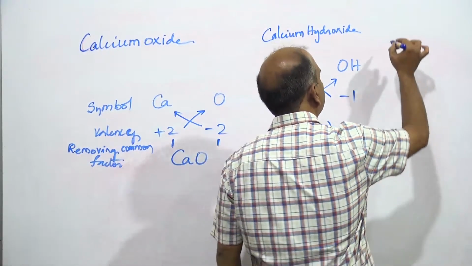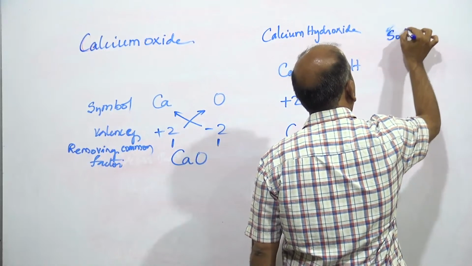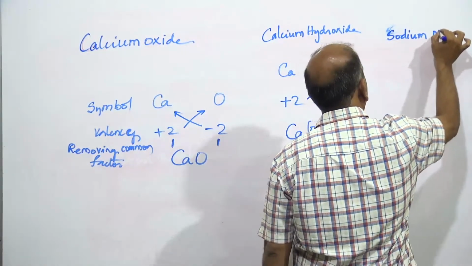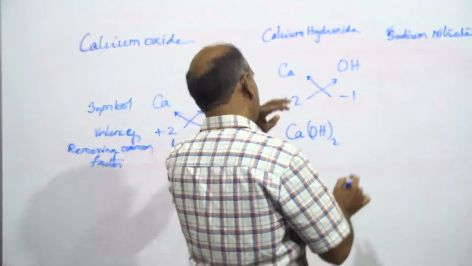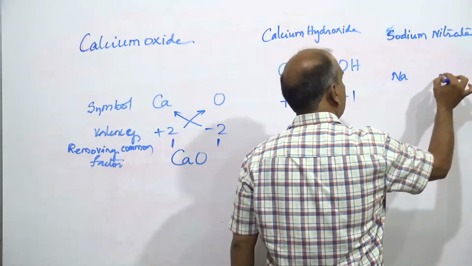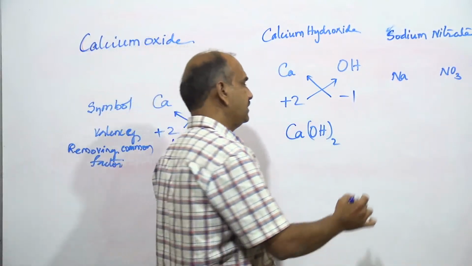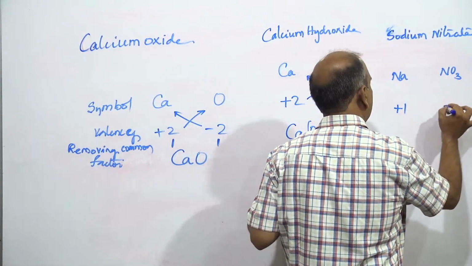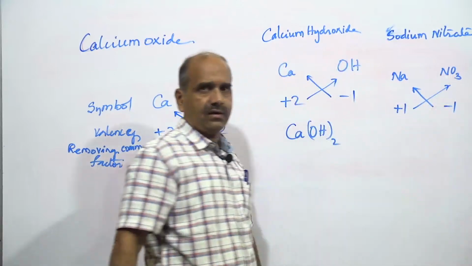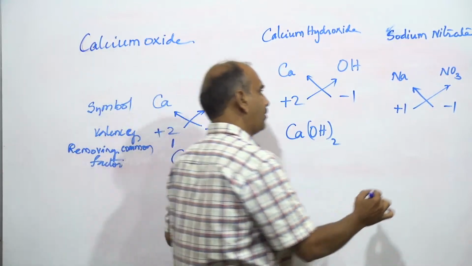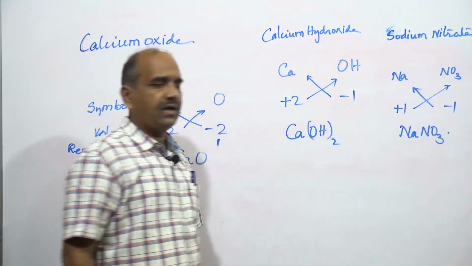Further, sodium nitrate. In sodium nitrate, first of all, sodium is Na and nitrate is NO3. Then again, what are their valencies? Valencies are +1, -1. Cross these. Both are 1 and 1. So the formula shall be NaNO3.